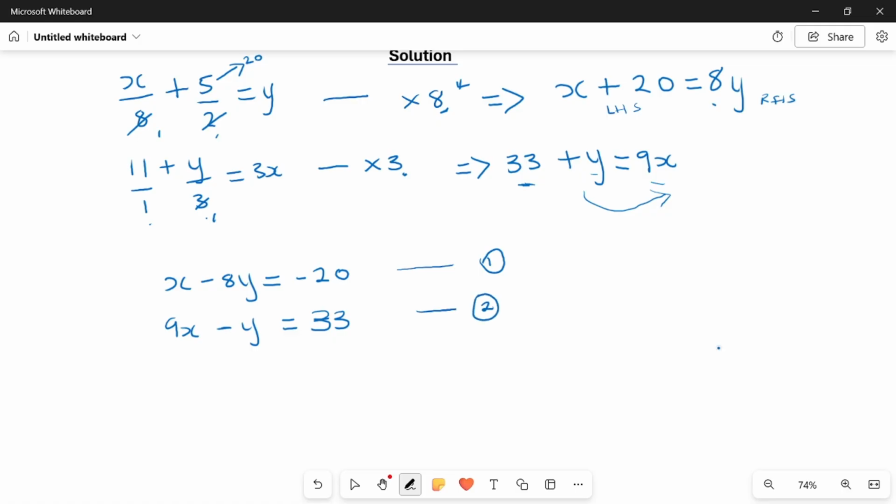So what's the next step? We'll choose which of them we want to eliminate between x and y. If we want to eliminate y like we did before, we'll multiply this by 1, because it's the coefficient of y here, and multiply this by 8, because this is the coefficient of y here, 8.